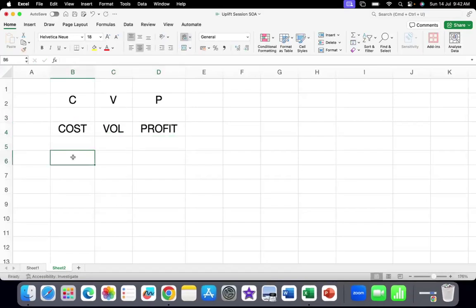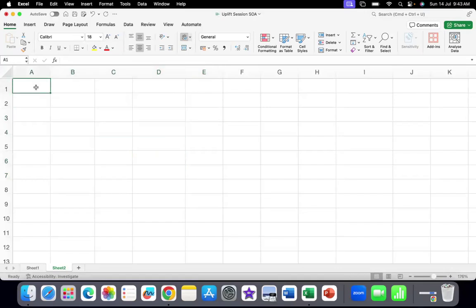What if the cost increases or decreases? What is the impact on volume and profit? What if the volume changes? What is the impact on cost and profit? And what if we want a certain profit, or we want to reduce or increase our profit, depending upon the situation? How do we control the cost and the volume? That is something which CVP analysis is going to tell us.